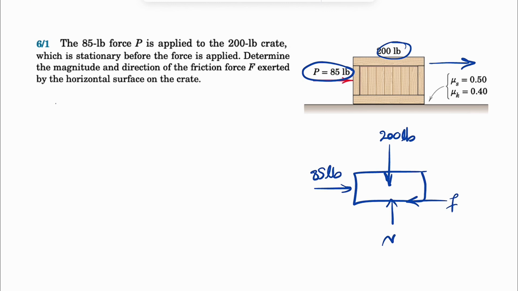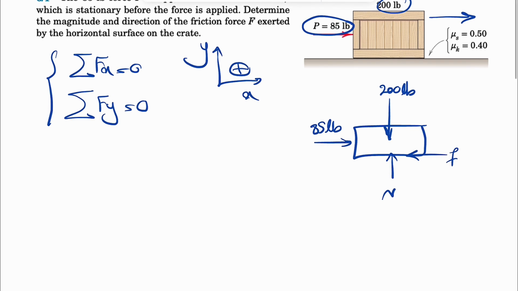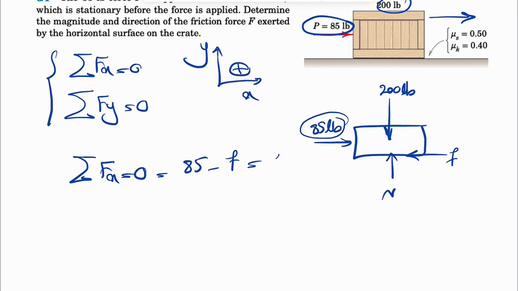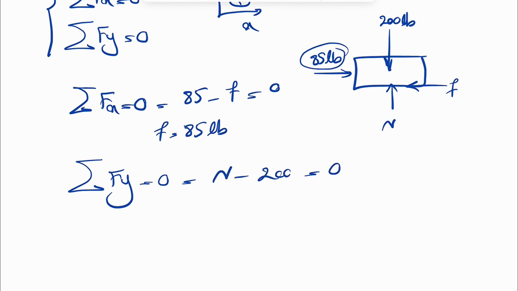And since we're going to start with the equilibrium assumption, we have the sum of all forces in x equals 0, and the sum of all forces in y equals 0. Let's call our x and y in here, and let's do each of these equations. Sum of all forces in x equals 0: we basically have the 85 pounds positive minus the friction equals 0. So the friction is 85 pounds as well. Now the sum of all forces in y equals 0: we have N minus 200 equals 0. So N would be 200 pounds.